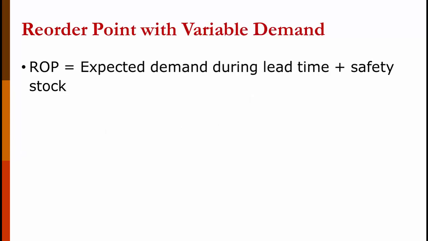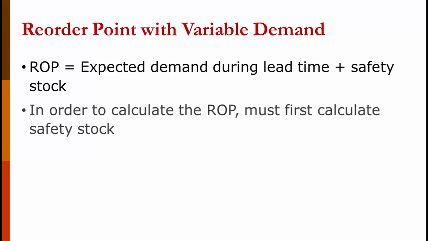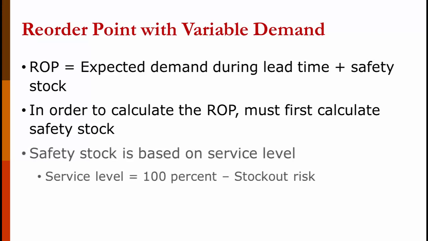When there's variable demand, the reorder point R is expected demand during lead time plus safety stock. In other words, to calculate the reorder point, we first must calculate safety stock. Safety stock is based on the service level. Service level is equal to 100 minus the stockout risk we're willing to tolerate. So a 2% stockout risk would yield 100 minus 2 equals 98% service level.